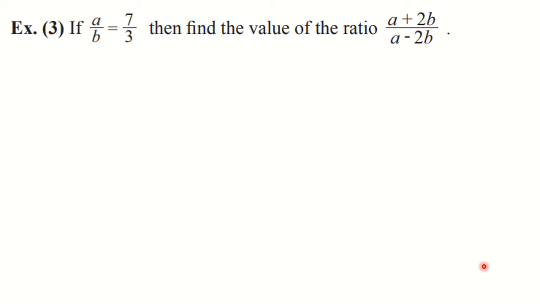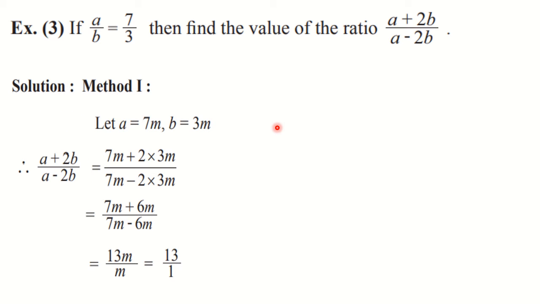Let us go towards the next solved example. Here A upon B is given as 7 upon 3, and we have to find the value of the ratio A plus 2B and A minus 2B. Again, this can be solved in two different methods as we have seen. By using a constant, you can take K or X, your choice. Here M is taken. So if A upon B is 7 upon 3, then the value of A becomes 7m and the value of B becomes 3m. We take some common multiple, which is taken as m here.